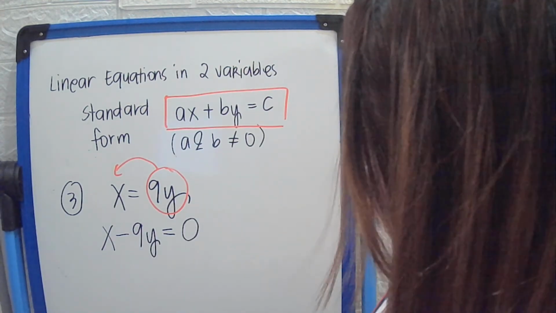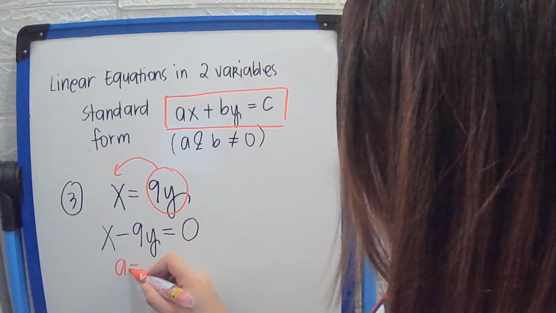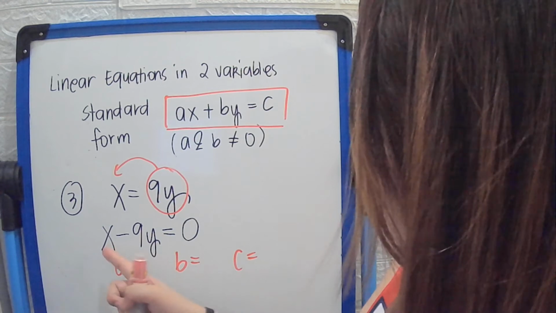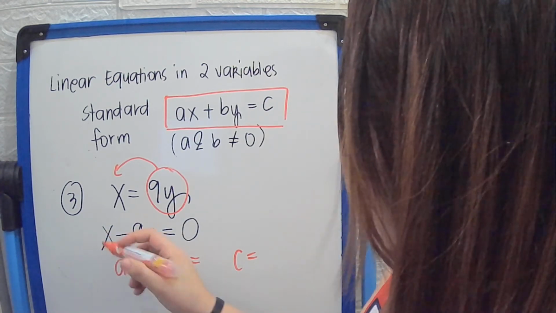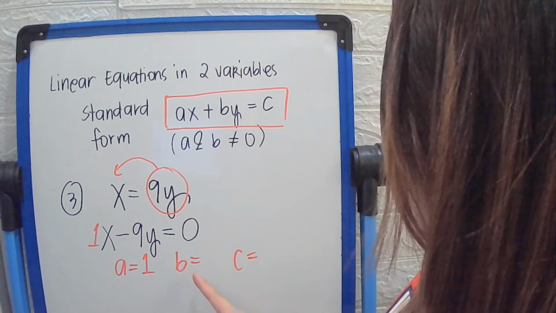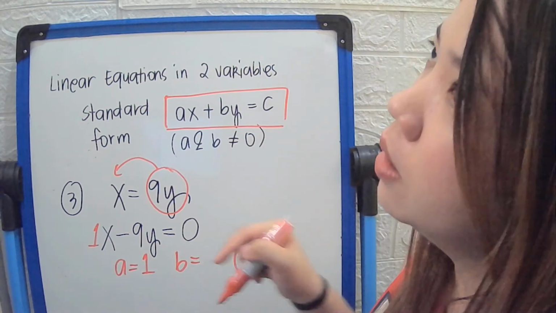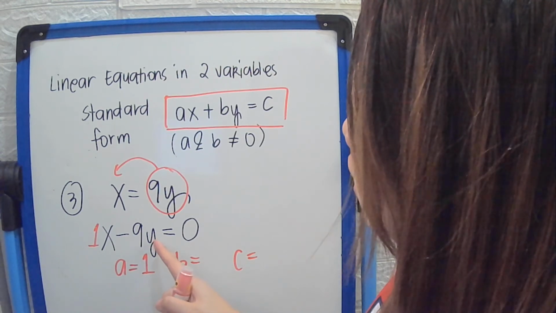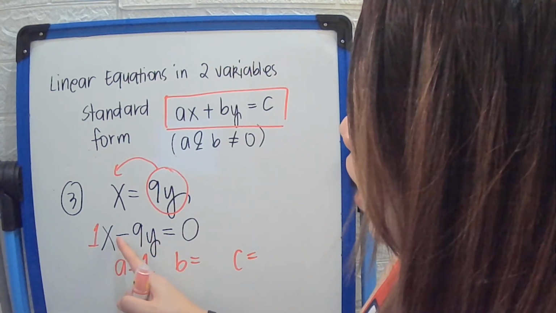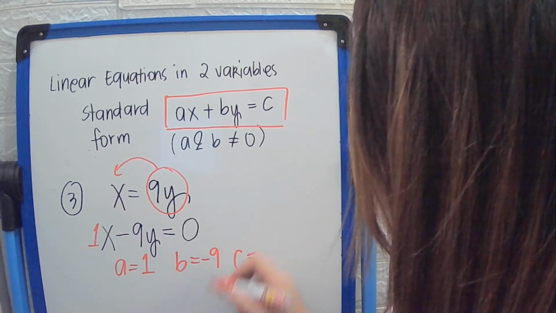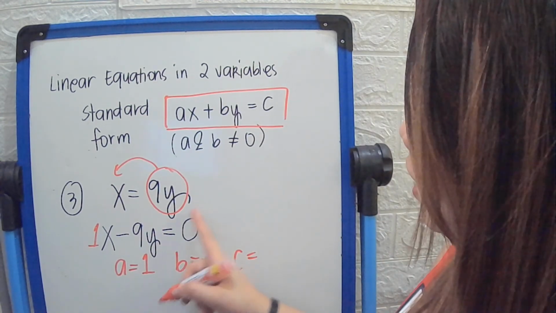Okay? So, here, our A is the number or numerical coefficient of x. So, wala kayong nakikita, automatic, yan ay 1. Your B is the number or the numerical coefficient before y. So, your y is here, so we have here 9, but you have to take this sign, negative 9, okay? And then your constant here is 0.